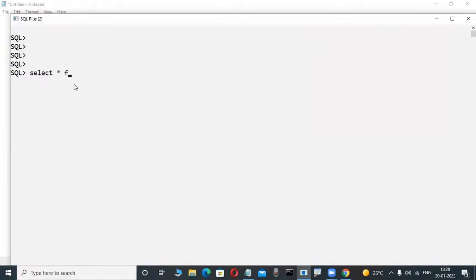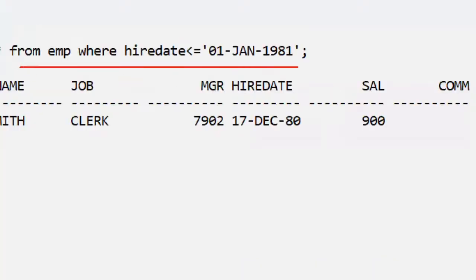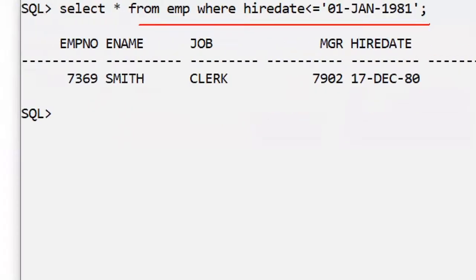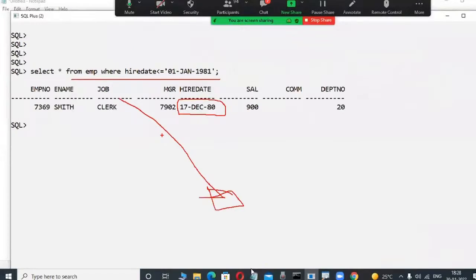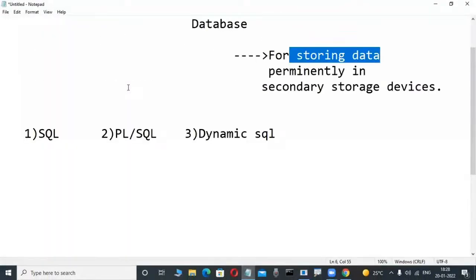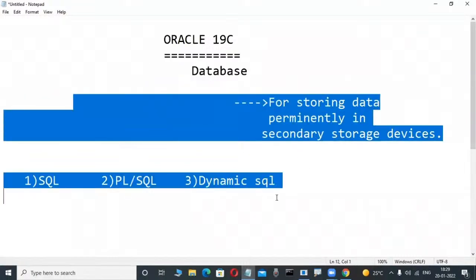Observe here: select star from table name where hire date is less than or equal to 1st January 1981. Just by writing such a query, the data is displayed automatically. With a single line of code, the employees who joined before 1981 are retrieved from the database. That is why efficient data retrieval is most powerful, and it is possible only through these databases and languages.